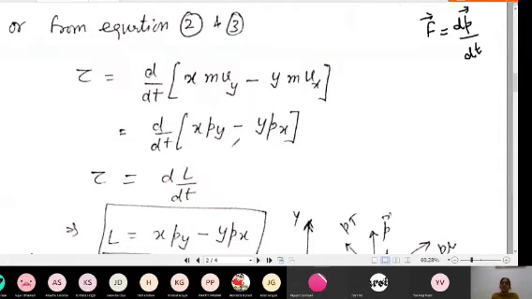So on comparing this, I get the value of L, which can be written as x py minus y px. Of course, L is a vector quantity, torque is also a vector quantity. But here, when I write the component value of L, I am simply writing the magnitude in Cartesian coordinates. And you can check that this value of L will be L along the z-axis. This you can further verify.